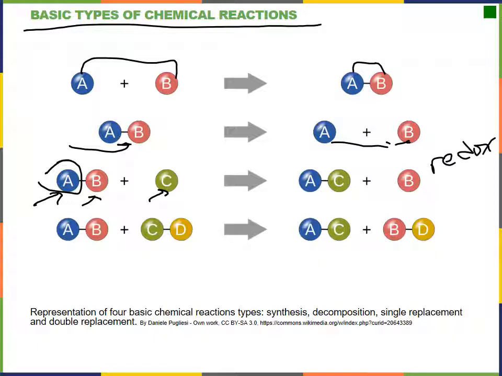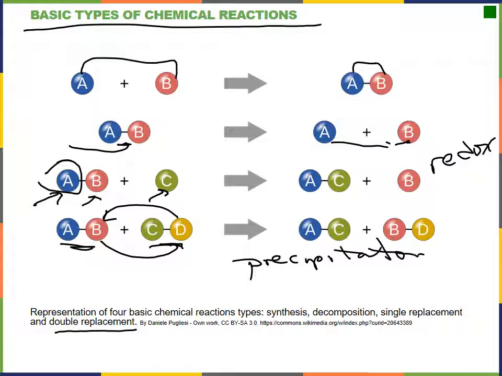And if you swap what is attached to two of these, so you start with a compound and a second compound and then swap their attachment, we frequently call these double replacements. Examples of double replacements can be a precipitation, as well as an acid-base reaction. And we'll look at those in more detail in different sections. But for right now, we are going to focus on redox reactions.